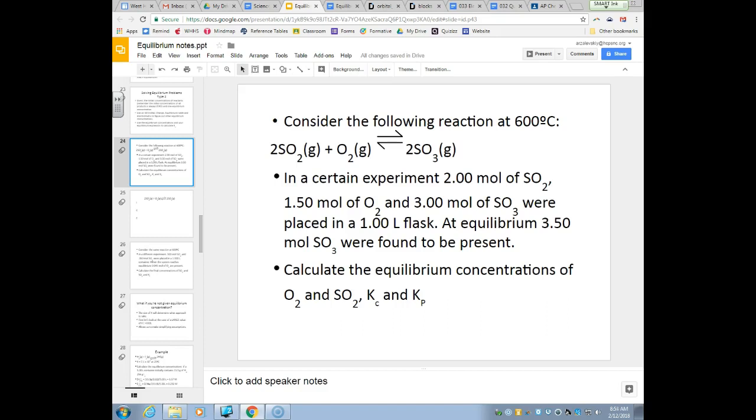Because we're dealing with concentration and calculating Kc, you would need to calculate your molarity, and with 1 liter as the volume, our moles will be our molarity in this case because there is a 1 liter flask. They also give us that at equilibrium we have 3.50 moles of sulfur trioxide.